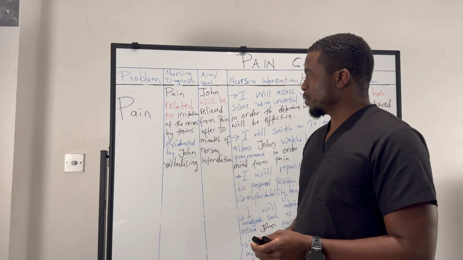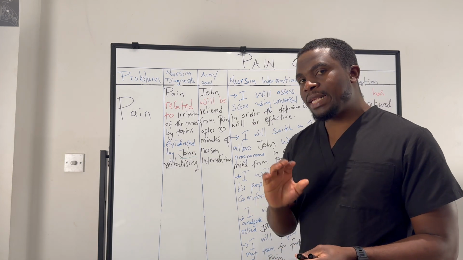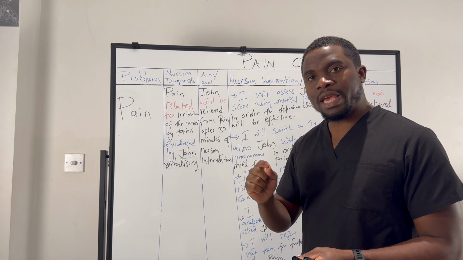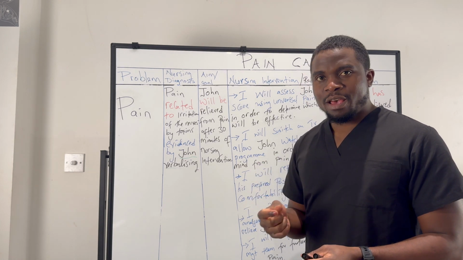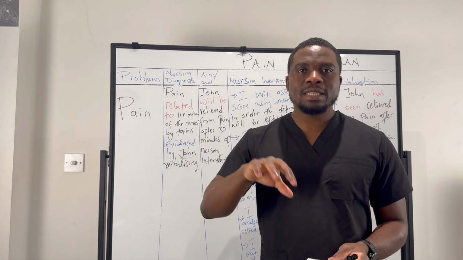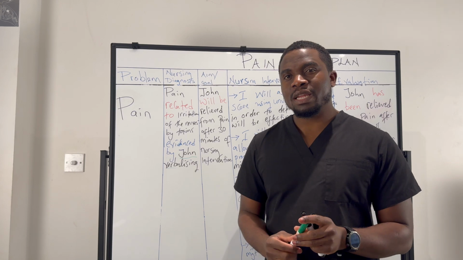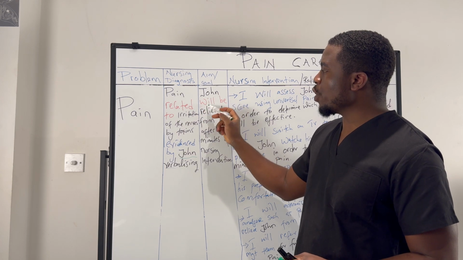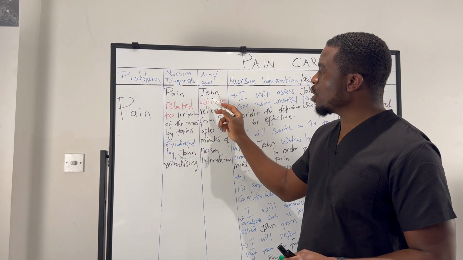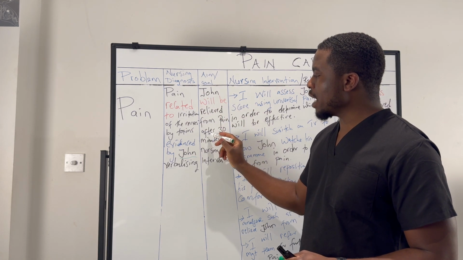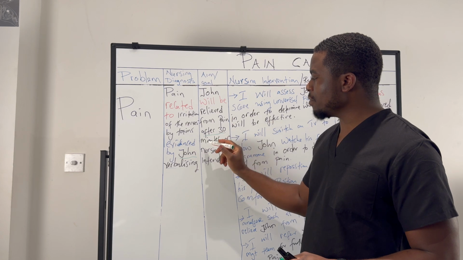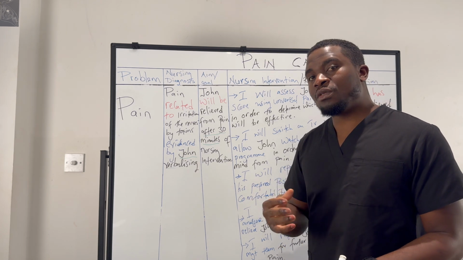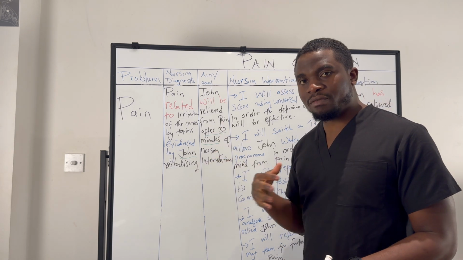We come to the aim or goal. Now, remember I said it has to be SMART. What it means when we say it has to be SMART is that you need to begin with the name of the patient, because that simply means that you are being patient-centered. So we begin with the name of the patient: John will be relieved from pain after 30 minutes of nursing intervention. So we want John to be relieved from pain after 30 minutes of nursing intervention.